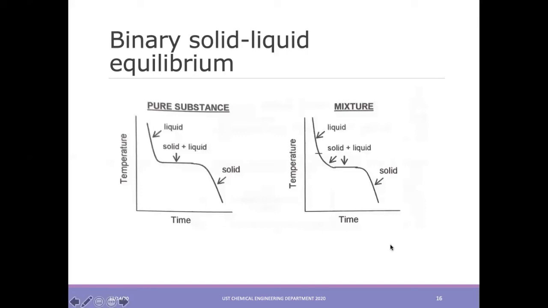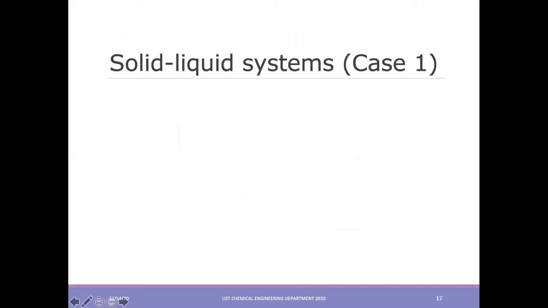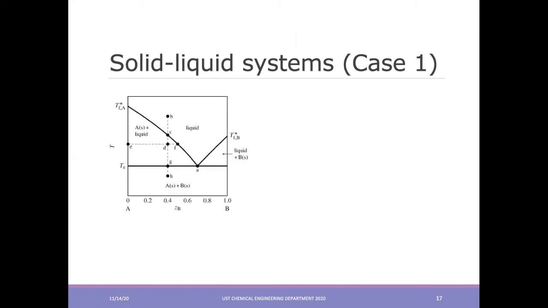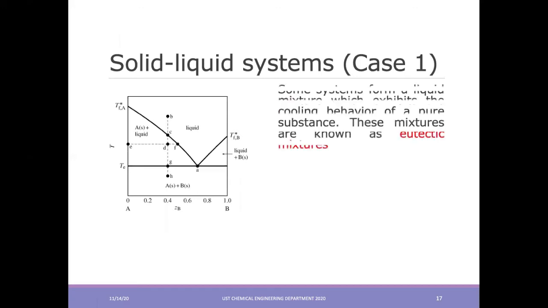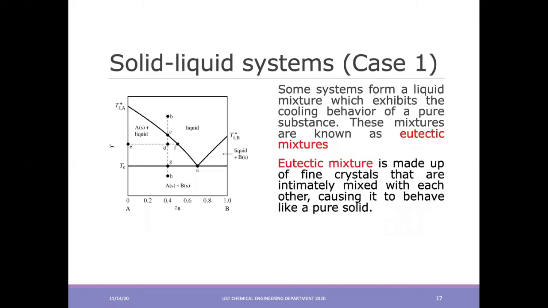Now let us try to understand solid systems, case one. So this is how the graph looks like. Some systems form a liquid mixture which exhibits cooling behavior similar to a pure substance. These mixtures are known as eutectic mixtures. Recall that in a pure substance, there's a sudden break in the cooling curve. So what are eutectic mixtures?